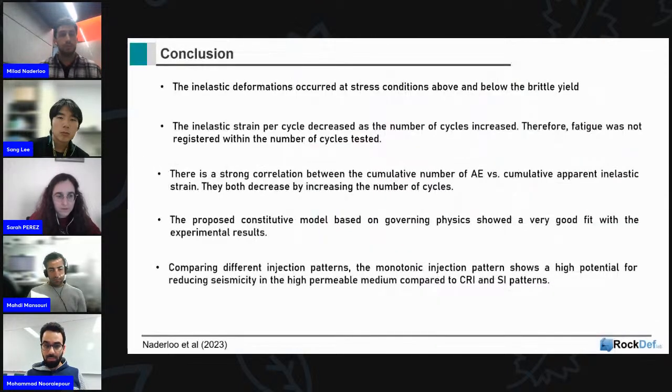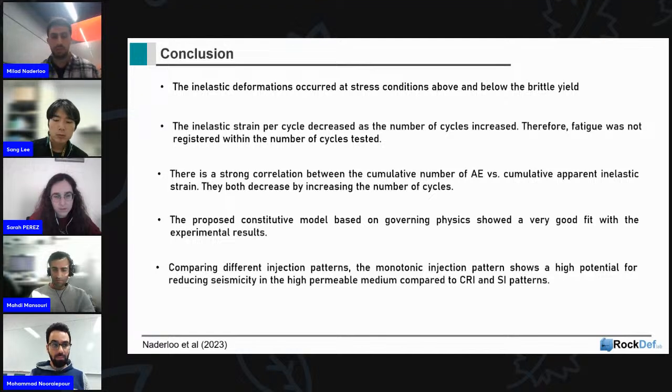Then I wrap up with the conclusions: we saw that inelastic deformation occurs even in an elastic zone. We call it the elastic zone, but it's just a linear zone, and there is inelastic deformation there. The amplitude, stress regime, and frequency of the cycles can affect the deformation of our reservoir. And our constitutive model could nicely capture all those deformations we observed in the lab.